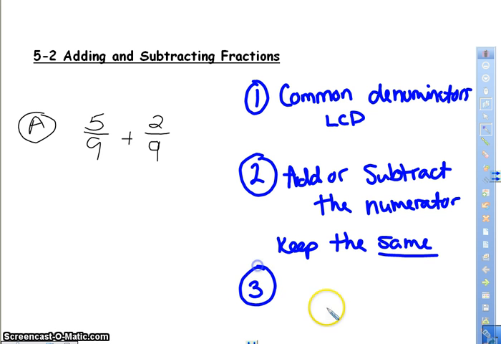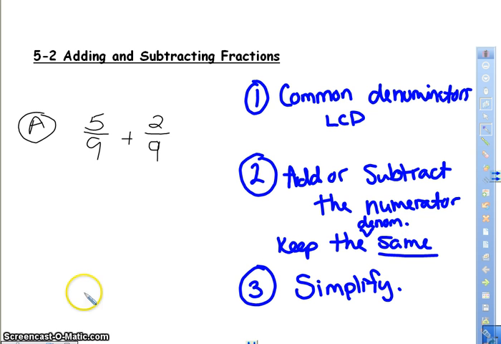When you're all the way done, you're always going to want to simplify your answer, if it can be simplified. So you're going to have the common denominator. After you have your common denominator and rename your fractions, you're going to add or subtract the numerators and keep the denominator the same. And then you're going to simplify. So for this one, I already have common denominators, and these are called like fractions. Like fractions are fractions with the same denominator.